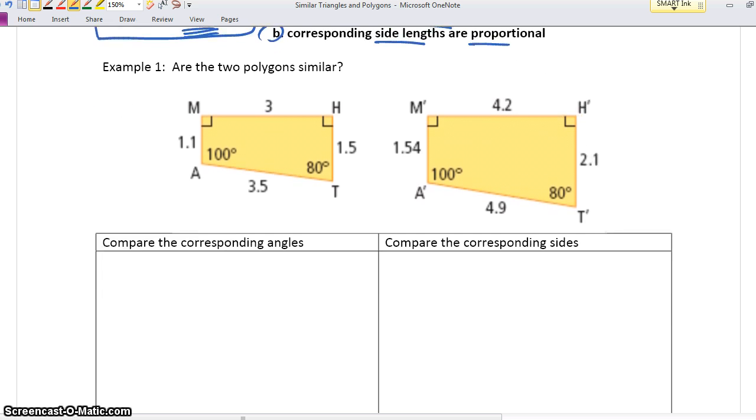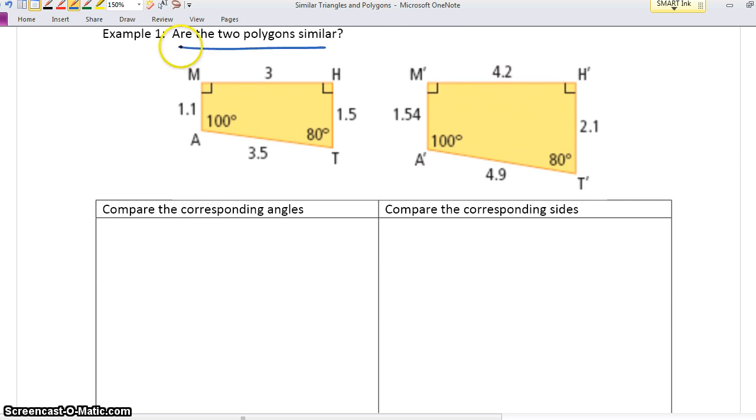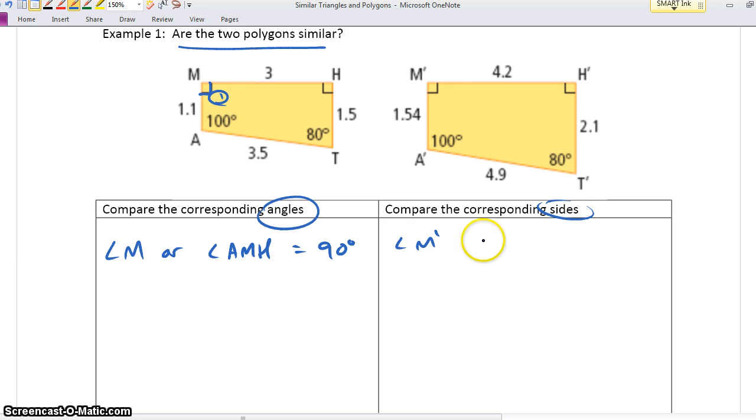So in this first example, we're given two quadrilaterals and we're just asked, are they similar? So we're going to look for angles and we're going to look for sides. The first angle we see here is the top left corner, and we could just call this angle M, or we could call this angle AMH more appropriately, but that is equal to 90 degrees, and that corresponds with angle M prime on the other side, which is equal to 90 degrees as well. So the first set of corresponding angles checks.